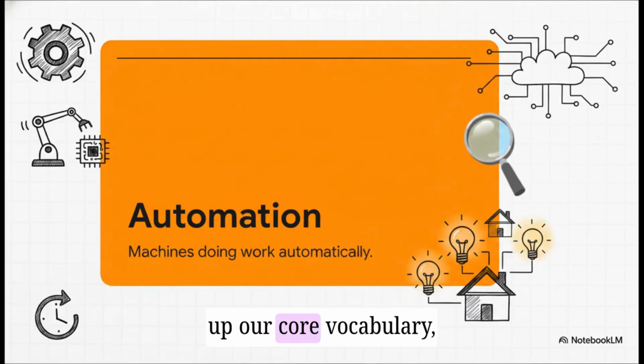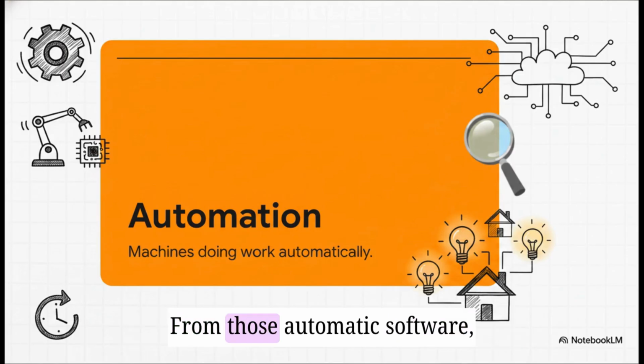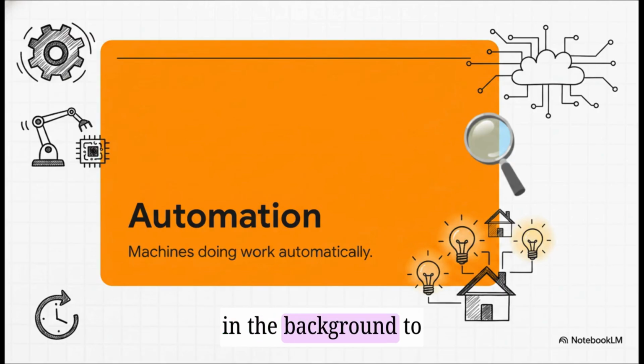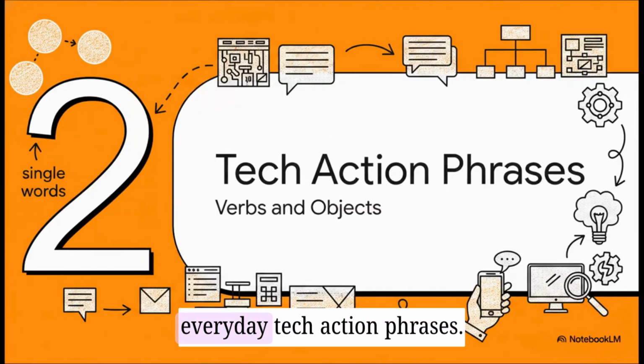And wrapping up our core vocabulary, we have automation. This is all about machines doing work automatically, completely without human intervention. From those automatic software updates running in the background to smart home systems that just know when to turn on the lights, automation is basically designed to save us a ton of time. Moving right along to Section 2, Everyday Tech Action Phrases.